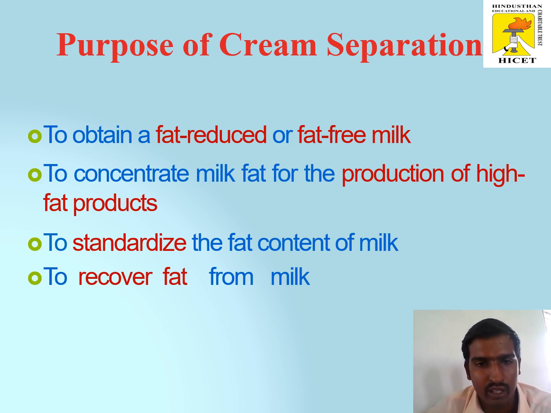The standardization process is adding one or more constituents based upon the end product we are going to make, and concentrating the milk for the production of high fat products. High fat products are, for example, butter, cheese, and sometimes ice cream, which contains cream that has a fat percentage of 40 to 50%, and to obtain fat reduced or fat free milk. If we remove the fat from the milk, the milk can be sold as skim milk, and we can also obtain skim milk powder.